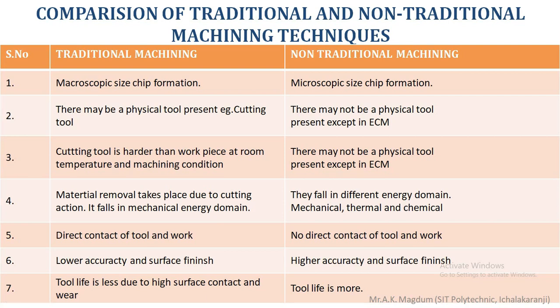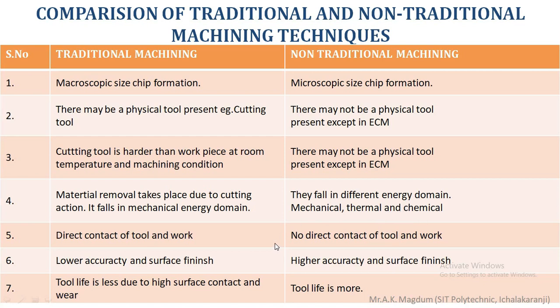So due to which there is the mechanical action which is carried out in that particular process, due to which the material is removed from the workpiece itself. That's why only the mechanical energy domain is there. But in non-traditional machining, there are mechanical, thermal, and chemical energy domains, different energy domains.